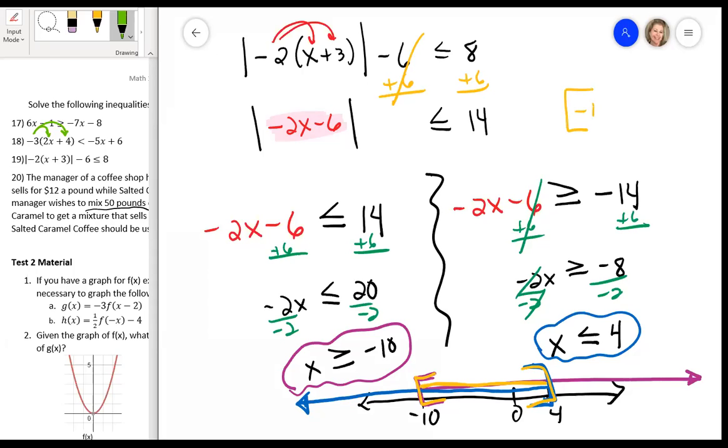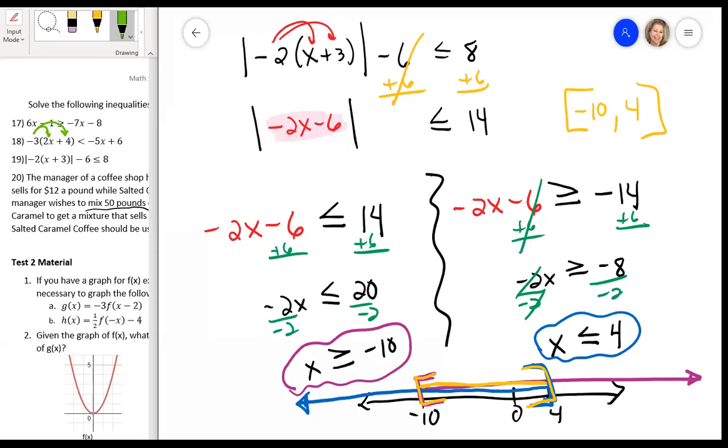So there's my actual answer, and that's exactly how I would write it in an interval. I would write from -10 to 4. And now, if you're not sure, if you're like, did I do that right? Just pick a number somewhere in between -10 and 4 and check it. Go back to the original problem and check it.